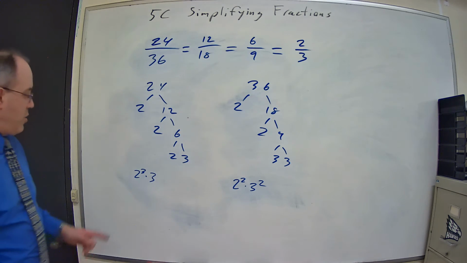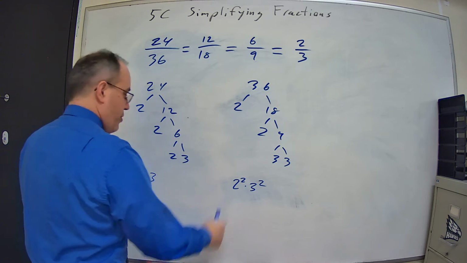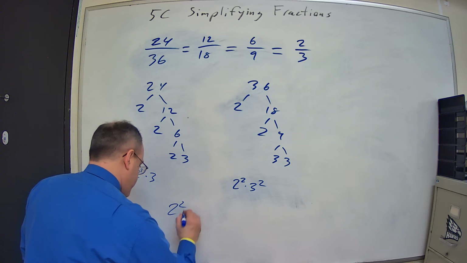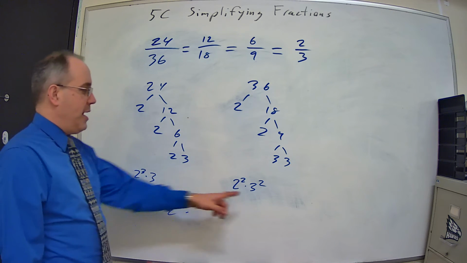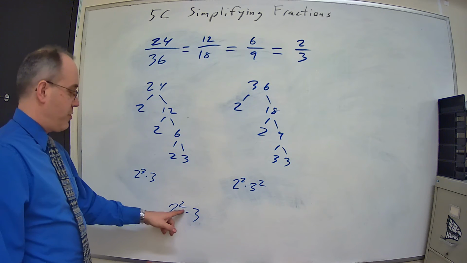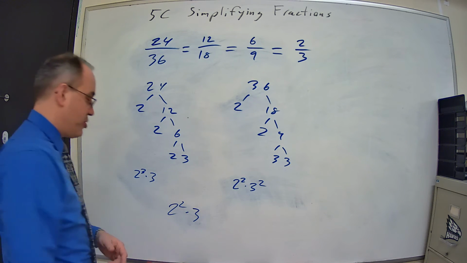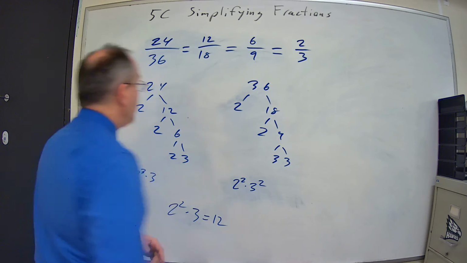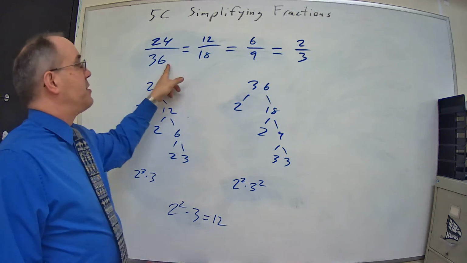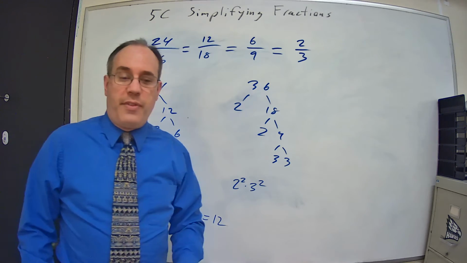We look at this and go, I've got 3 2's, I've got 2 2's. I have 2 2's in common. I have 1 3, I have 2 3's, I only have 1 3 in common. 2 squared is 4 times 3 is 12. 24 divided by 12 is 2. 36 divided by 12 is 3.